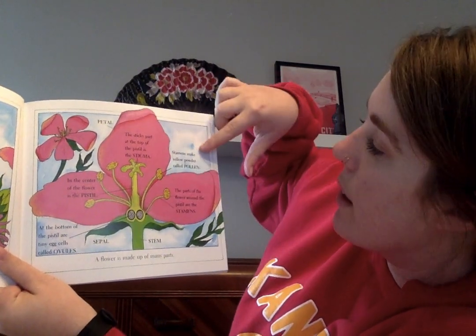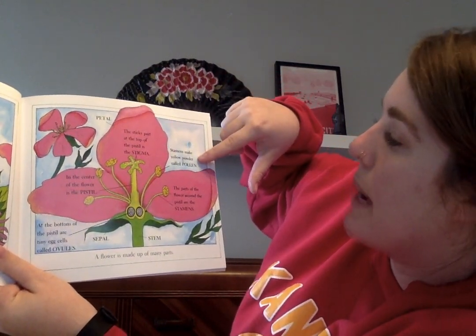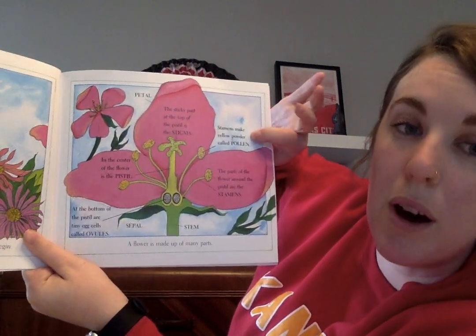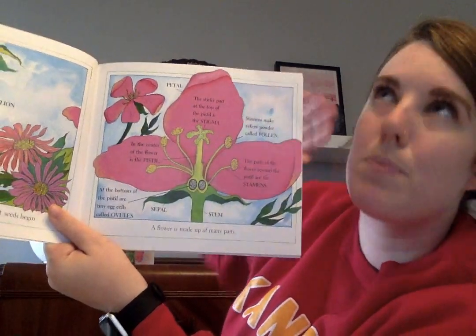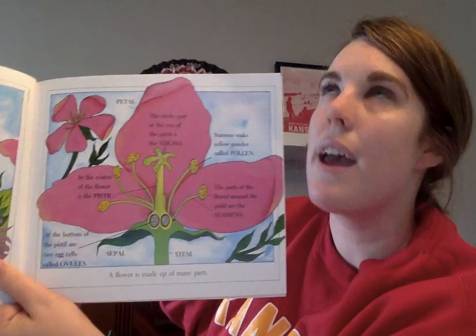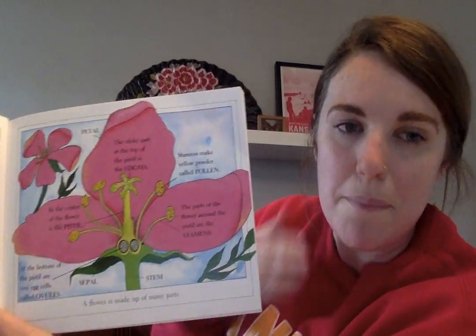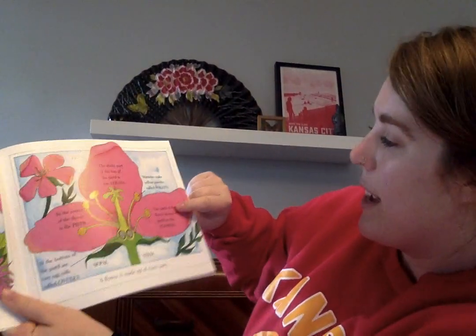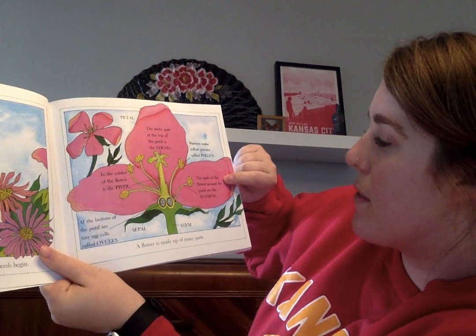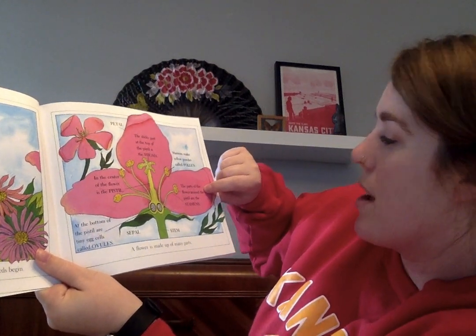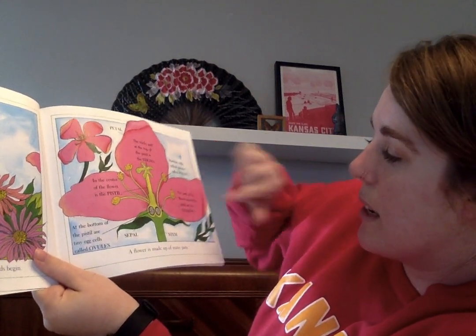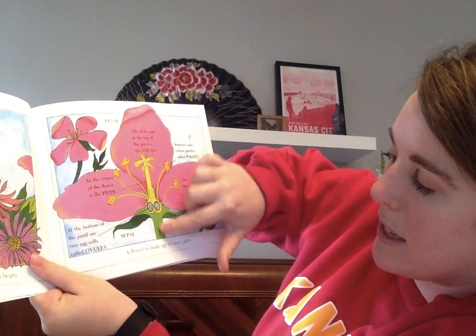And then right here, the stamens make yellow powder called pollen. Now, it's springtime, so pollen is kind of everywhere outside, and it makes me sneeze. And then the parts of the flower around the pistil are the stamens. And then here is the stem right here.